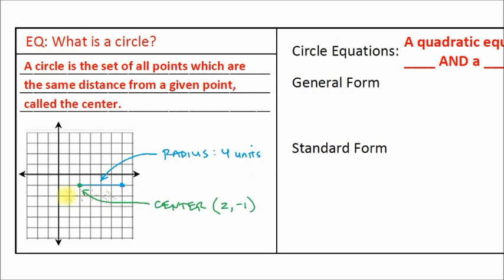Now I can also go 4 units straight up and put a point there as well. So 1, 2, 3, 4. The radius goes all the way around the circle. So that's on the circle. 1, 2, 3, 4, that's on the circle. Then go down, 1, 2, 3, 4, that is on the circle. Now do your best to sketch this circle.